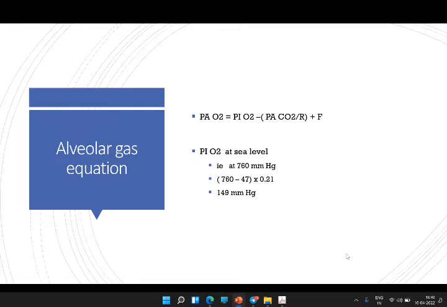To find the partial pressure of oxygen, we have to multiply the pressure by the fraction of inspired oxygen concentration. So the pressure will be 760 minus 47. 47 is the partial pressure of water vapor, which is also constant at all altitudes. So 760 minus 47, into 0.21, comes out to around 149 millimeters of mercury. So this is the alveolar gas equation. At sea level, it is 149 millimeters of mercury. That is the partial pressure of inspired oxygen.